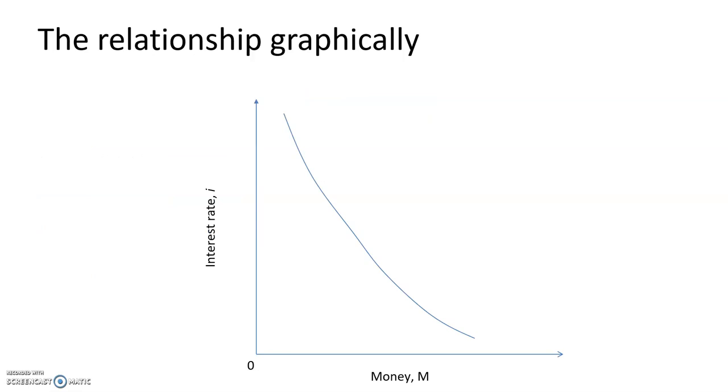The relationship graphically. The relation between the demand for money, nominal income, and the interest rate is shown in this figure. The interest rate i is measured on the vertical axis. Money, or M, is measured on the horizontal axis. The relation between the demand for money and the interest rate, for a given level of nominal income, is represented by the MD curve. The curve is downward sloping. The lower the interest rate, the higher the amount of money people want to hold.